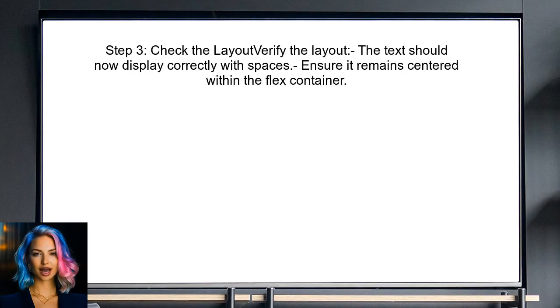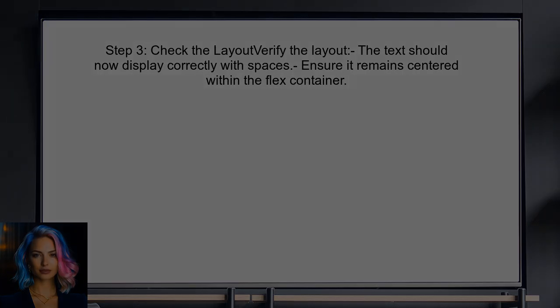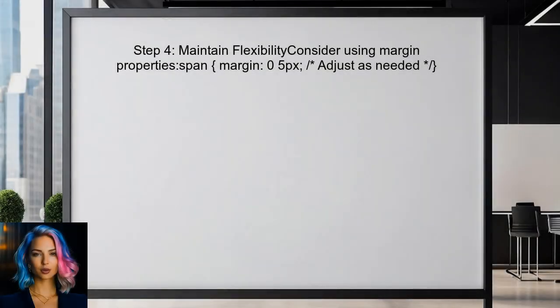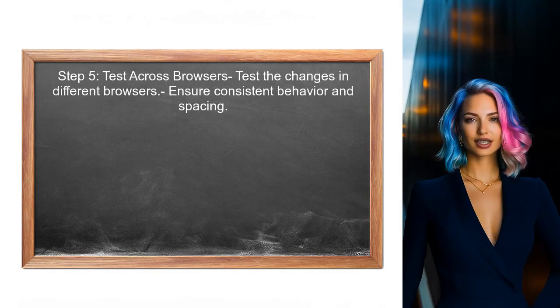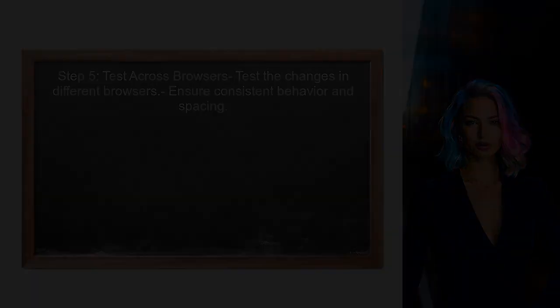After applying the CSS, the user should check the layout again. The text should now display correctly with the spaces intact while still being centered within the flex container. If the user wants to maintain flexibility for other cases, they can also consider using margin properties on the span element to control spacing without affecting the centering. Finally, the user should test the changes across different browsers to ensure consistent behavior. This will help confirm that the solution works universally.